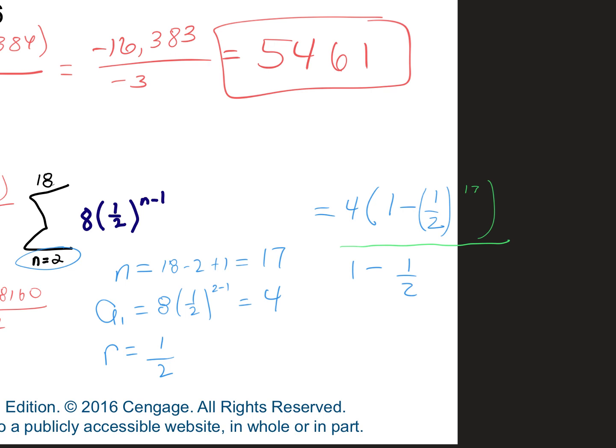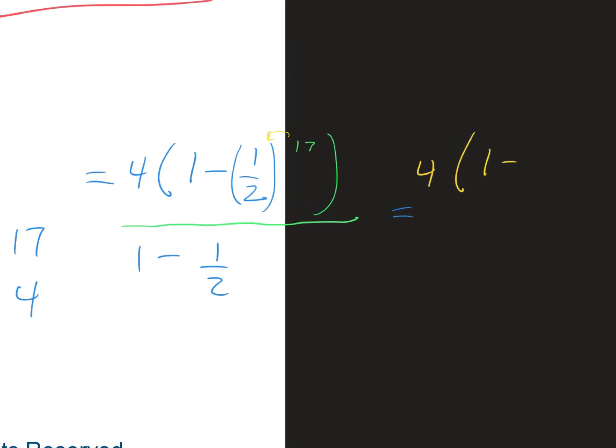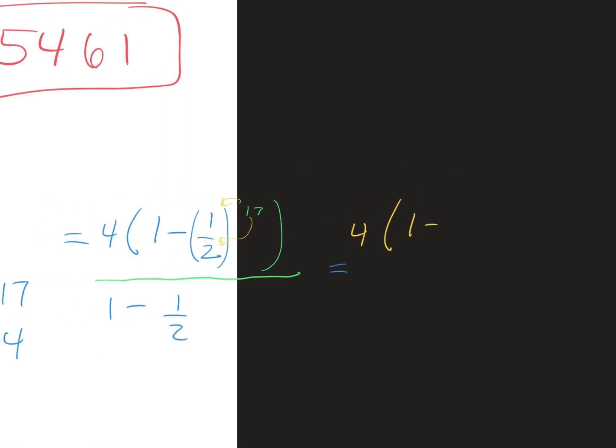All right, there's a lot going on in this problem, so let's just take it step by step. My 4 is still out in front. 1 minus, where does that 17 go? To the 1 and to the 2. So this is 1 over, guys, what's 2 to the 17th power? 131072. Okay. All over what?